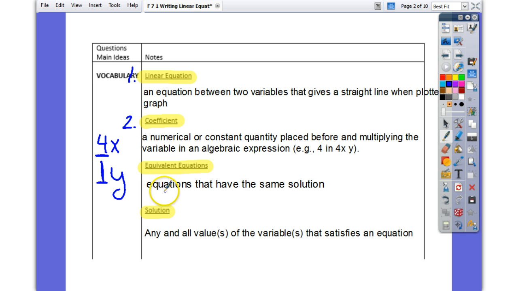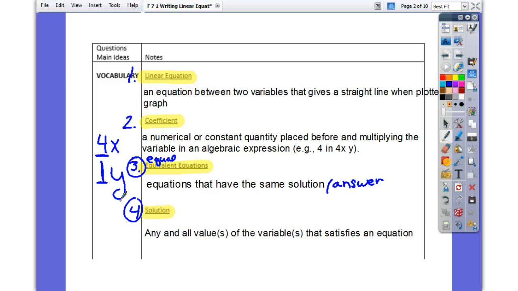Equivalent. That means equal. Equations that have the same solution. Another word for solution is answer. So you solve a problem, you get an answer, the solution to it. And number 4, a solution: any and all values of the variable or variables that satisfies an equation.